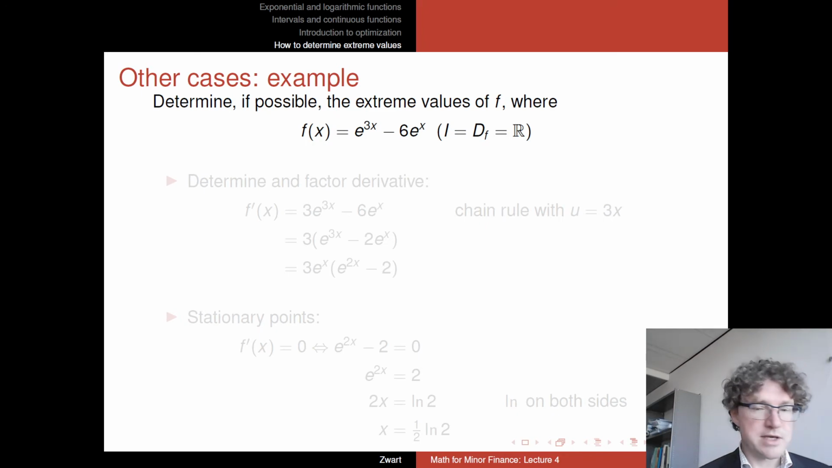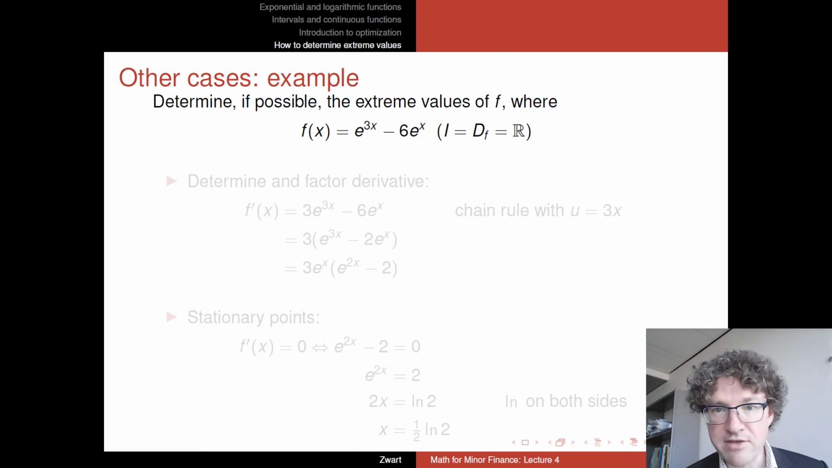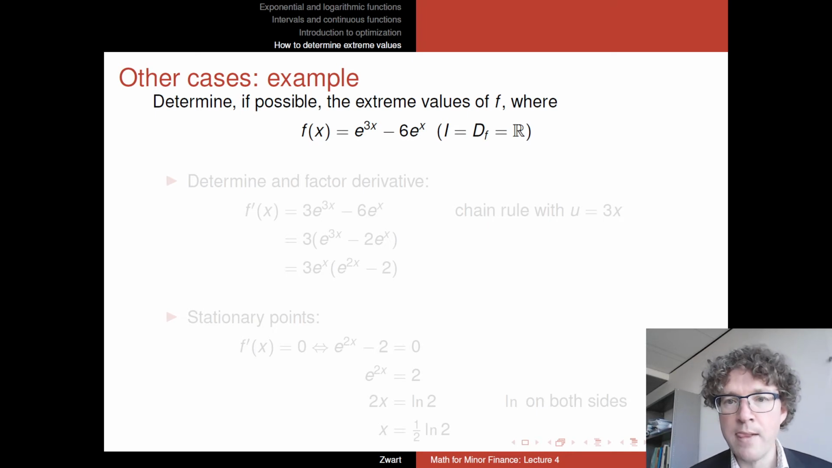So let's try to work with this for an example. This is a nice and continuous function, e to the power 3x minus 6 times e to the x, but it's defined on an interval which is its whole natural domain, all the real numbers. So any value goes. That's a nice enough interval, except it's not bounded, right? It's an unbounded interval, so we cannot apply the extreme value theorem. So we cannot know for sure that this function will have either a maximum or a minimum.